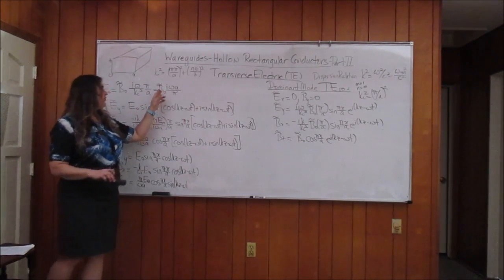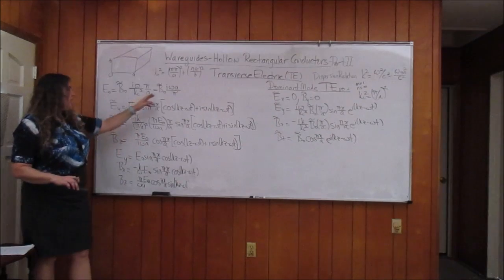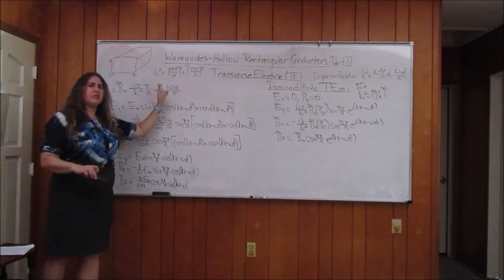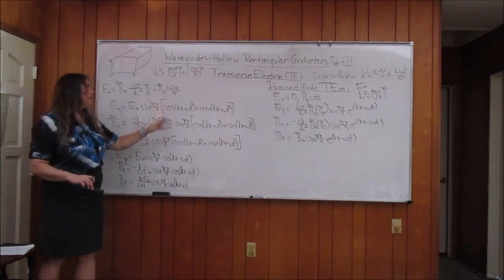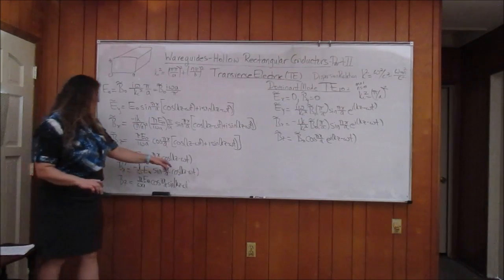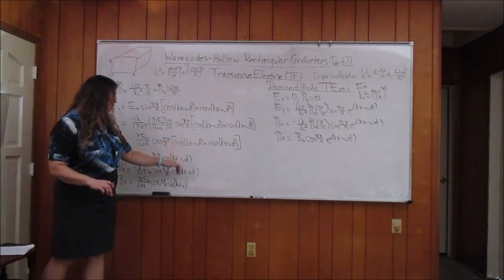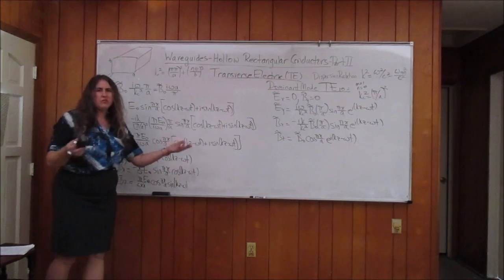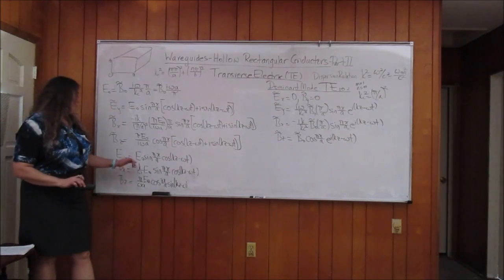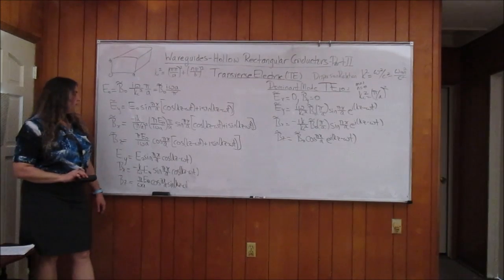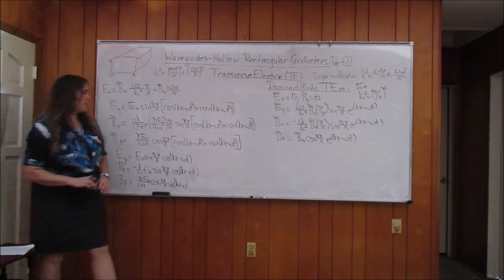Now I didn't really have to do this per se. The only effect of making this amplitude B naught complex is that it will change around this cosine. This would be a sine, sine, and cosine. So it's just basically that B sub z is out of phase from these other two components. Okay.